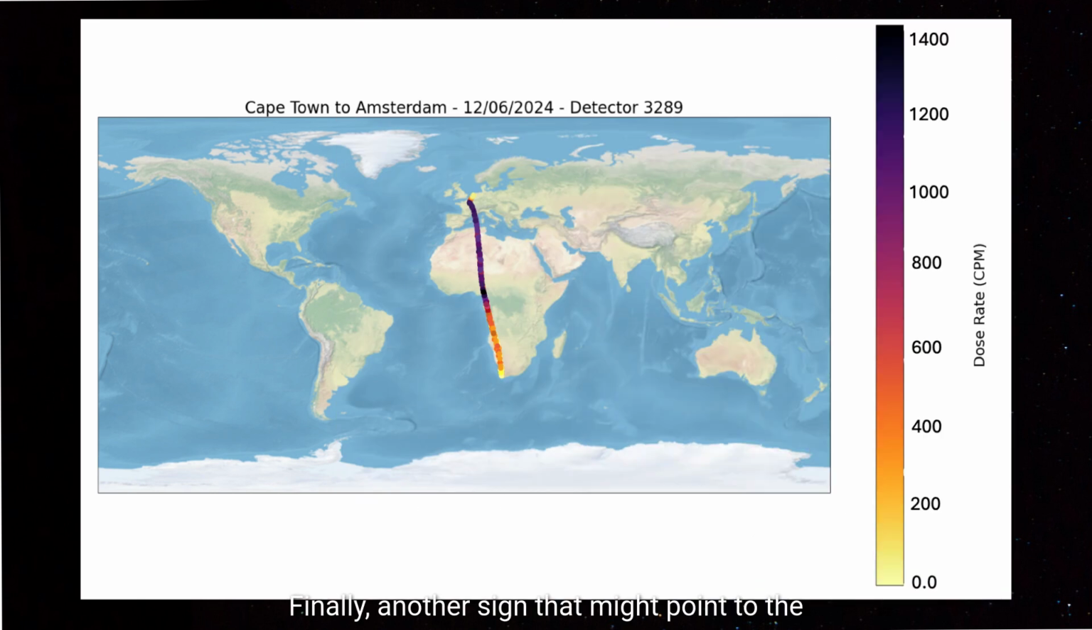Finally, another sign that might point to the measurement of a solar flare is an unexpected dark black patch on the world map plot. We would expect the time before the flare to be mostly orange and the time afterwards to be a dark purple. Once more, this is because the radiation levels in the environment will remain higher for a while after the event.